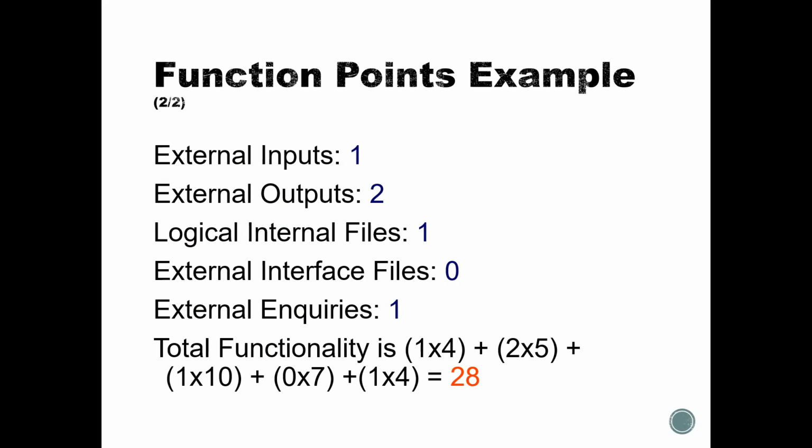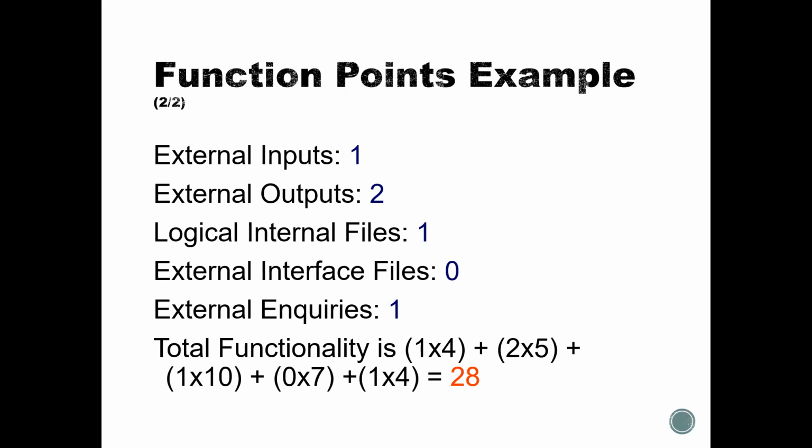So you have placed those numbers here, and we don't have any external interface file, so for that we have 0. That's how we can calculate the total functionality. Because it is not mentioned whether it is simple or complex, in this case we should assume the average parameter value for each of these parameters. So similarly, we have multiplied by 4, 5, 10, 7, 4, and we got the total functionality as 28.